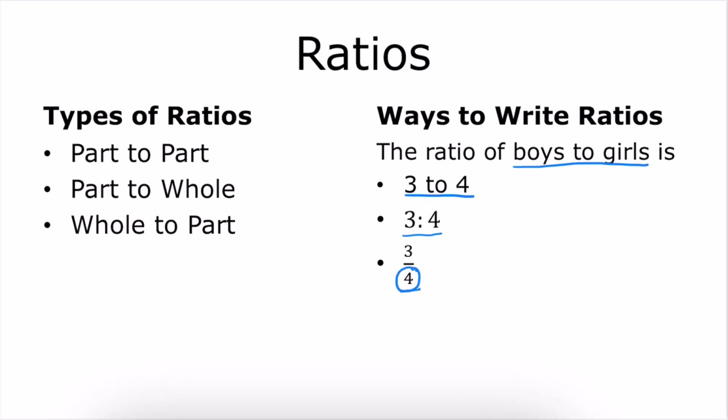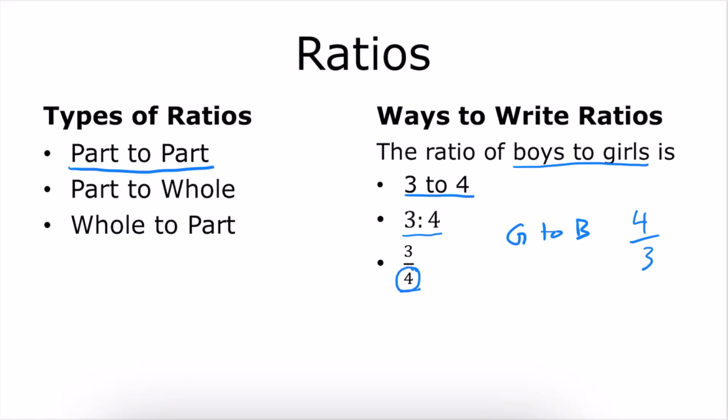In this case, the bottom number of our ratio represented the number of girls, and the top number represented the number of boys. So this is an example of a part-to-part ratio. You could have also written a ratio of girls to boys as being 4/3, or you could use the colon or the word "to" if you wanted to, and that would also be a part-to-part ratio.